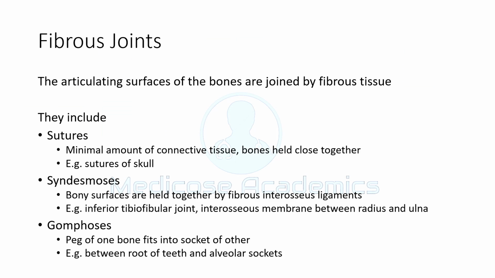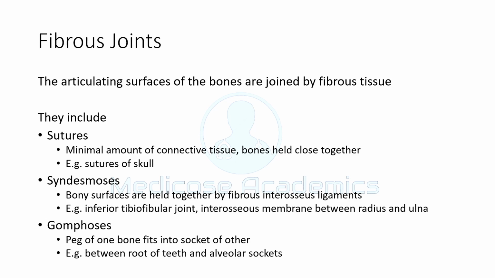Fibrous joints, as the name indicates, have their articulating surfaces joined by fibrous tissue. They are further divided into three types depending upon the shape of the bones which join them. First are sutures. Sutures are mostly the joints between the bones of the skull. There is a very limited amount of connective tissue. The bones are very close to one another. They are reciprocal in shape, and there is a very small amount of fibrous tissue in them. We will go into the detail a little bit in the next slide.